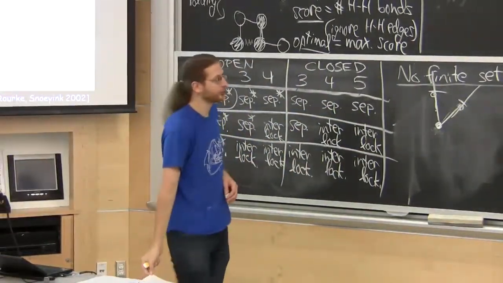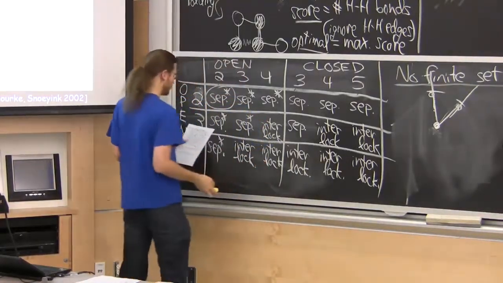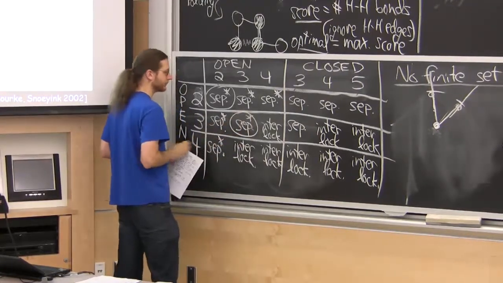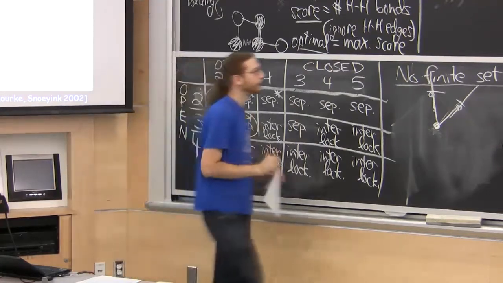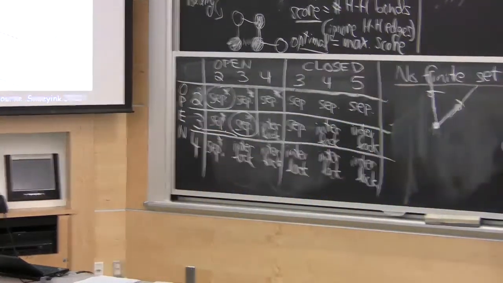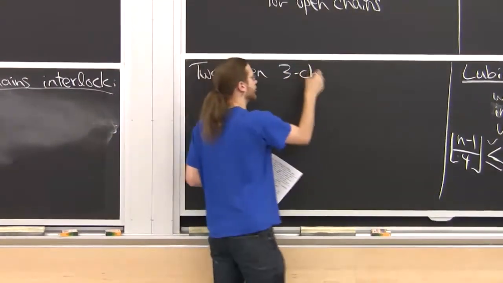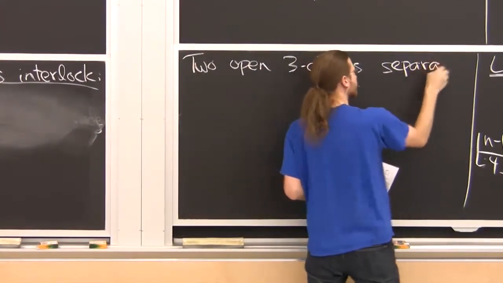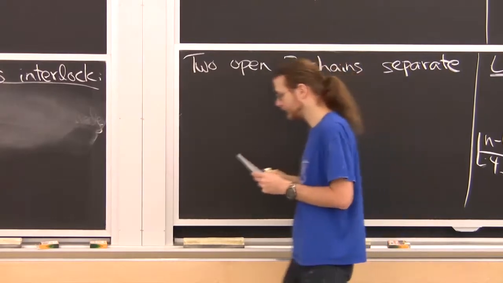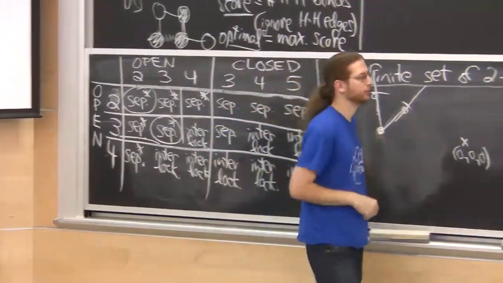Once you get to 3 chains, this doesn't work. And so if we want to prove this result, which would subsume these guys, we need to do a little more work, although a very similar trick works. So let me show you why 2 open 3 chains separate. Even if you add arbitrarily many extra hairpins, that's the star, 2, 3 chains always separate.